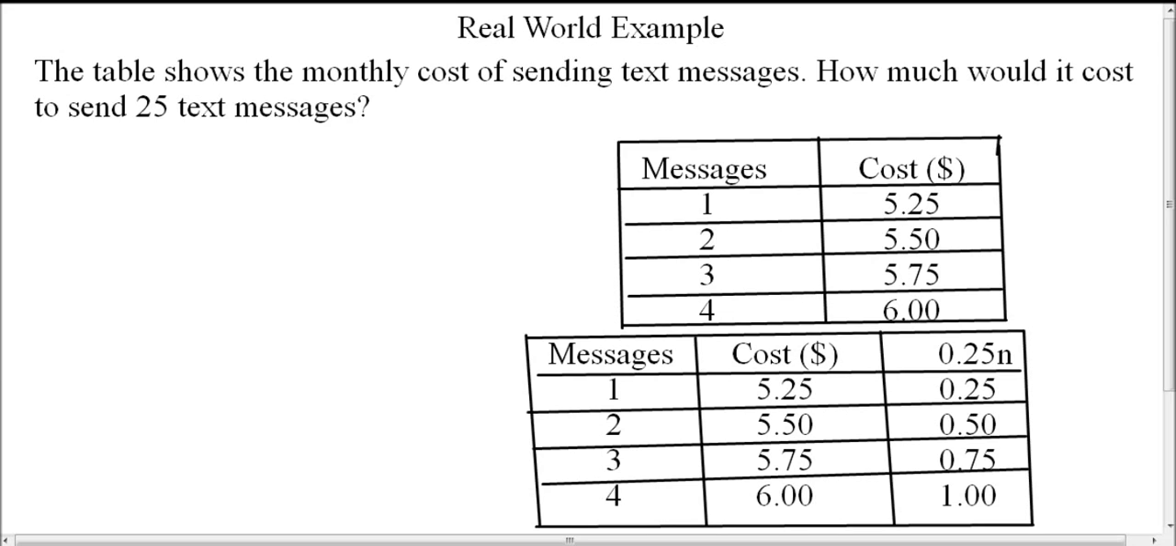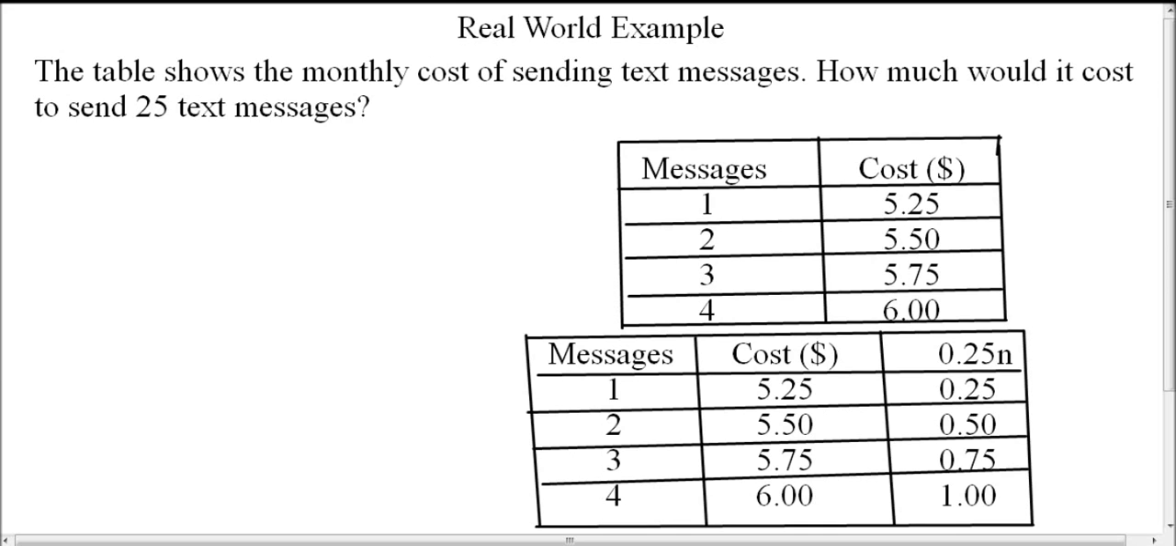Well, anyway, forget the talking. Let's work the problem. So we have a table that shows the monthly cost of sending text messages. How much would it cost to send, according to the table, 25 text messages? All right, here's what we need to do. We need to find the common difference looking at the first table.